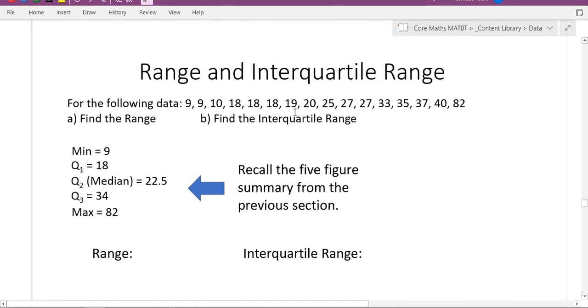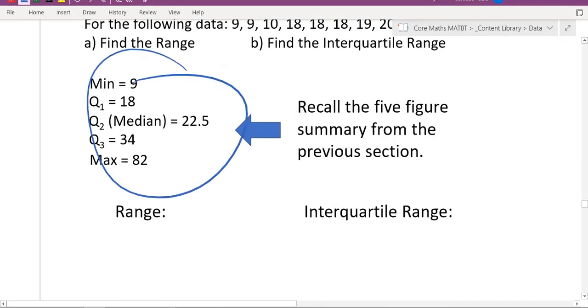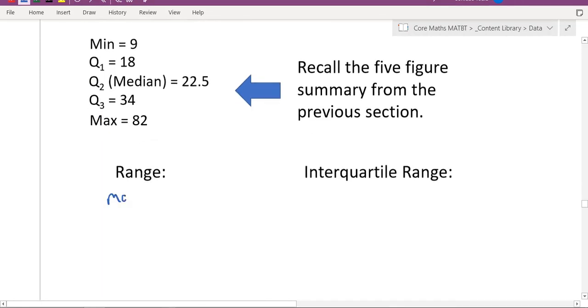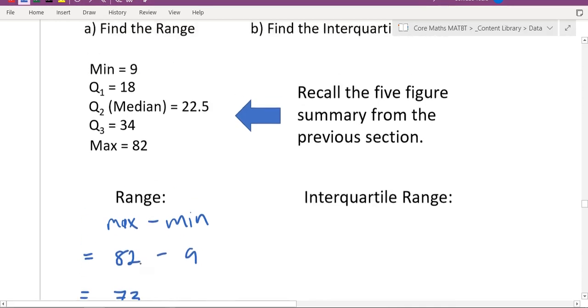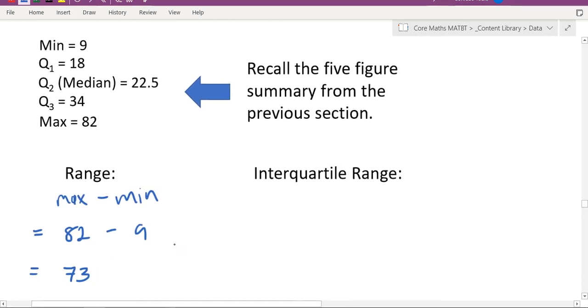Okay, so for this data here, let's find the interquartile range. So we've got a data set. Okay, this is from basically the previous data that we've done. The range here, so remember the range is maximum minus the minimum. So I would write this down if I was you guys. Please have this in your notes. Max minus min, so 82 take away 9, which equals 73. So the range for the data set, max minus min, 82 minus 9, 73.